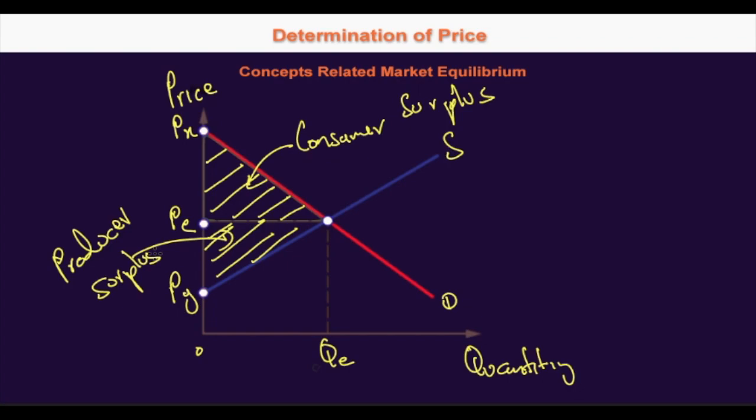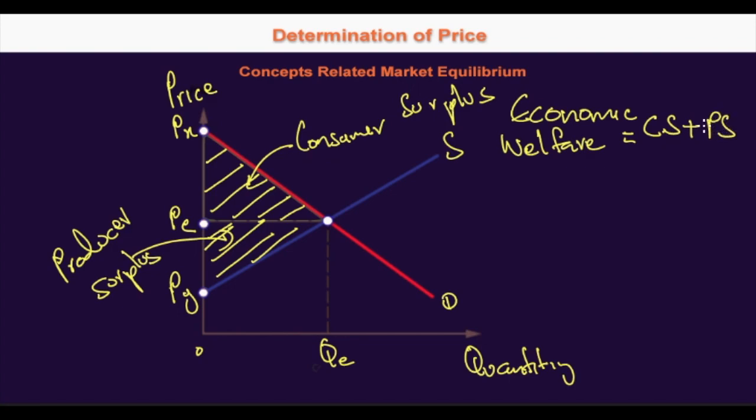Now the other concept here is economic welfare. Economic welfare is the total benefit available to society from an economic transaction or situation. Economic welfare is also called community surplus, which is made up of the area of consumer surplus plus the area of producer surplus. So in this example, the economic welfare would be equal to the consumer surplus, this area, plus the producer surplus.